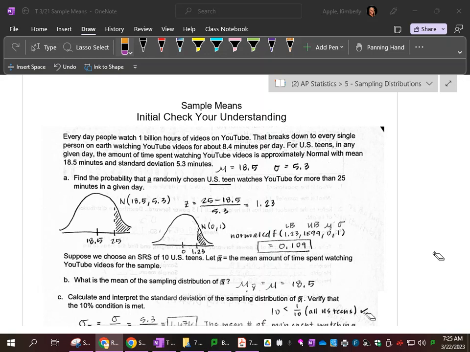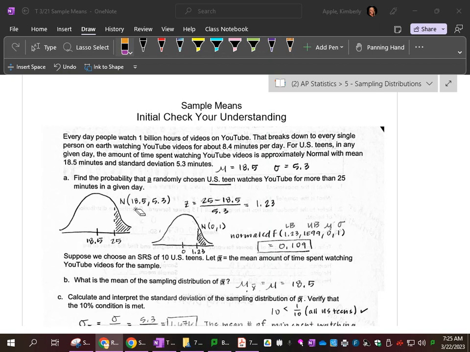All right, so these are the initial check your understanding questions for sample means and the sampling distribution for the sample mean. So for part A, we want to determine the probability that a randomly chosen US teen watches YouTube for more than 25 minutes in a given day. And so this is asking about the population.